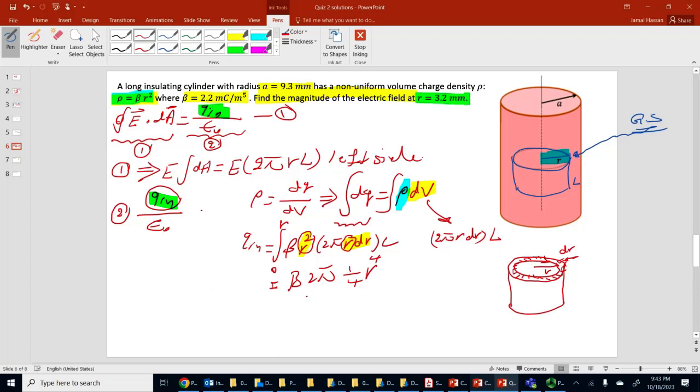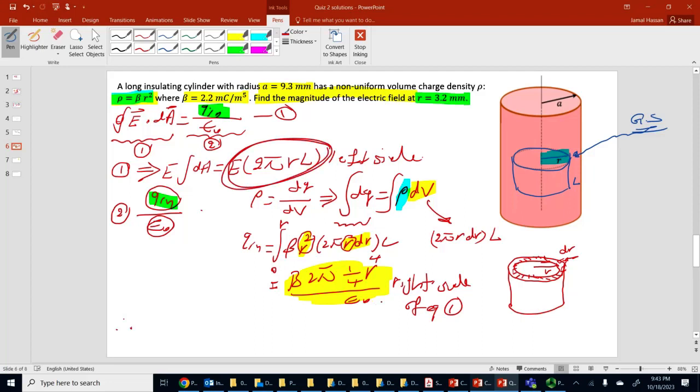Okay, so we need to divide this by epsilon naught. Let's not forget epsilon naught. So let's divide by epsilon naught. Now we need to equate this. So this is the right-hand side of the equation, the right side of equation 1. Okay, so the final answer is that this should be equal to that.